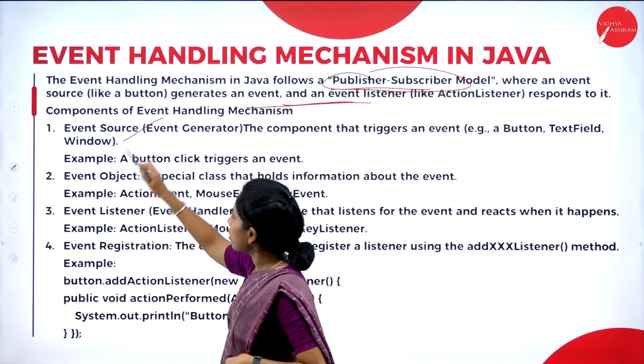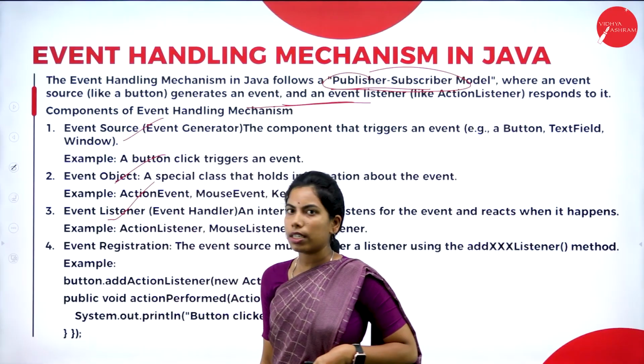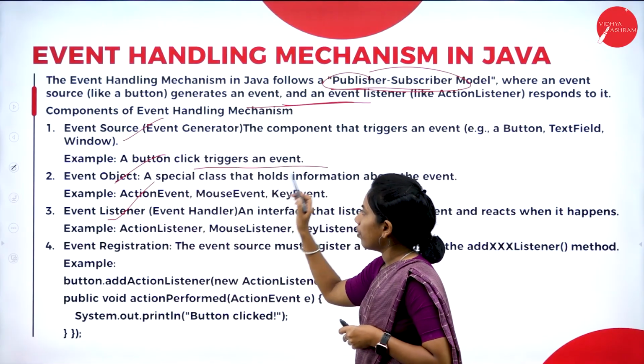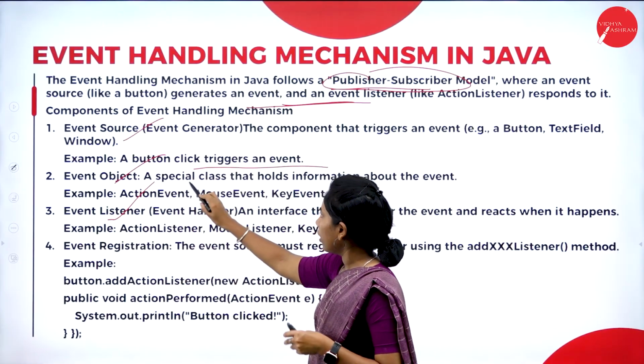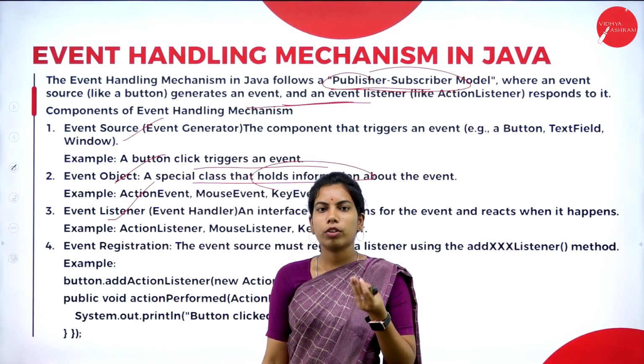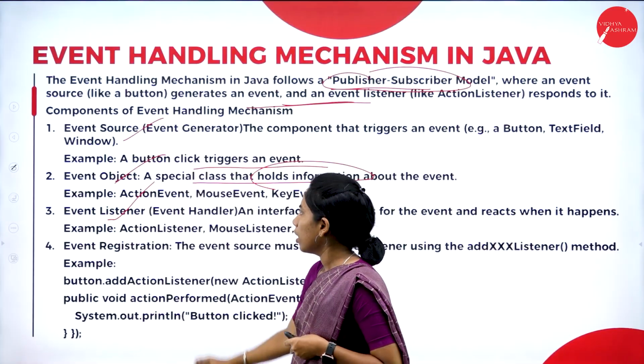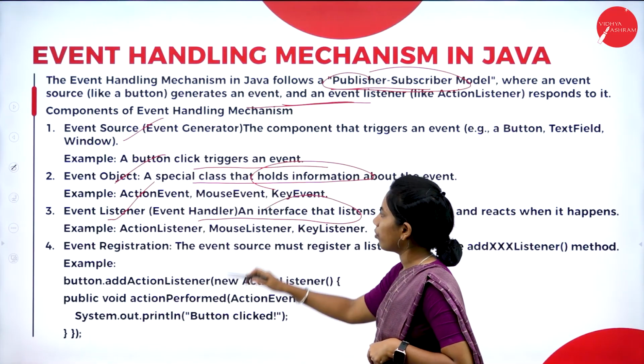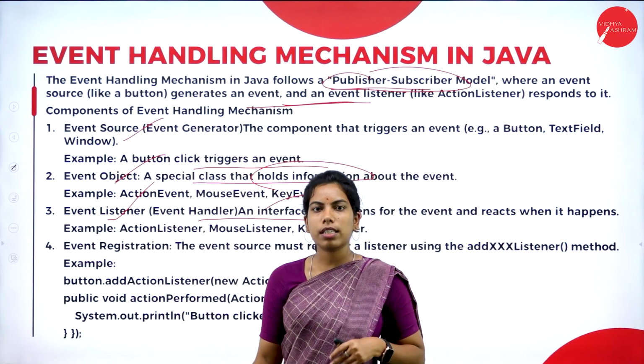There is an event source, an event object, and an event listener. When the event is triggered, that is the event source, and whatever special information the event holds is in the event object. The event listener is handled by an interface, that is the event listener, which handles the event.